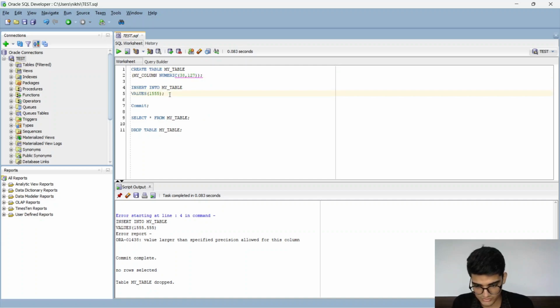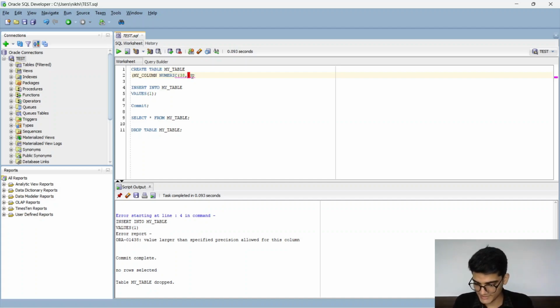Let me reduce this value to 1 only. So now we can run the query, and we have no issue so far. And the range for scale, I told you, it is minus 84 to 127. Okay. Now what does a negative scale do? So you know what a positive scale does, but what does a negative scale do?